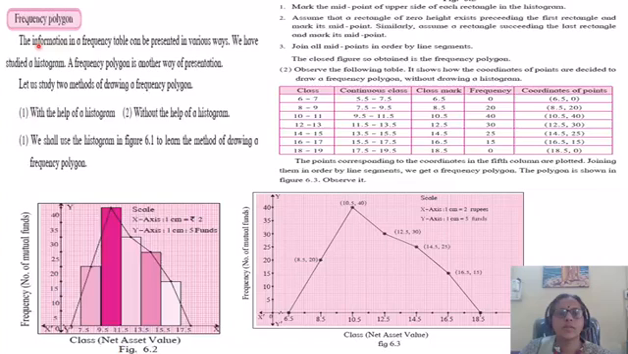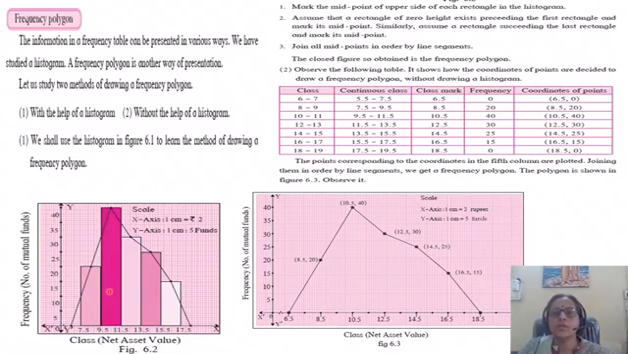Frequency polygon. The information in a frequency table can be presented in various ways. We have studied a histogram. Frequency polygon is another way of representation. Let us study two methods, that is with the help of histogram and without the help of histogram. With the help of histogram, let us study the previous example: x', y', origin O, classes on x-axis and frequency on y-axis. This is the histogram which is drawn. So the first method we are studying is with the help of histogram.